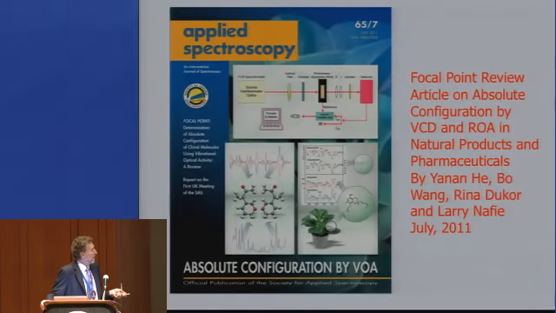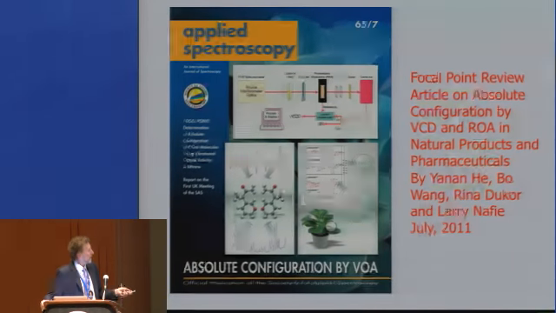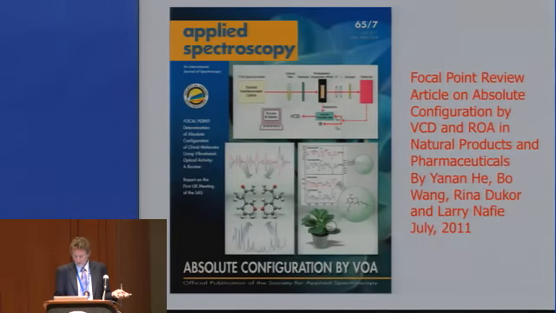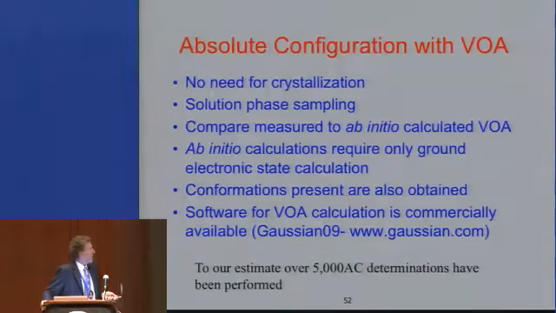Here's the number one application, determination of absolute configuration. There was a focal point article published in July of 2011, and Nafie was a graduate student of mine at Syracuse who now works at BioTools. And the idea is you measure the VCD and you do an ab initio calculation. You compare the calculated and measured VCD, and when they match, because you know what you put into the calculation, you know what the absolute configuration is. And this is a new way of doing that.